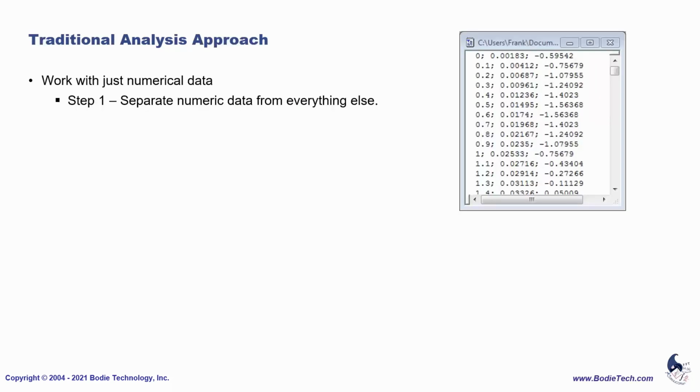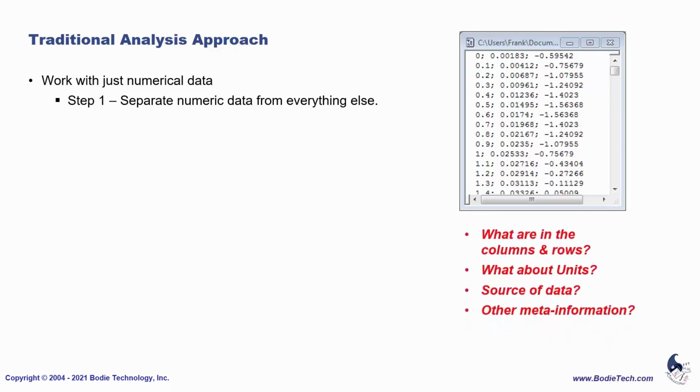Let's look at the traditional analysis approach. In this approach, we typically work with just the numeric data. Our first step is to separate the data from everything else. So now we end up with a data array where we're not exactly sure what the columns or rows are, we have no knowledge about units, the source of the data, or any other meta information that might be important.